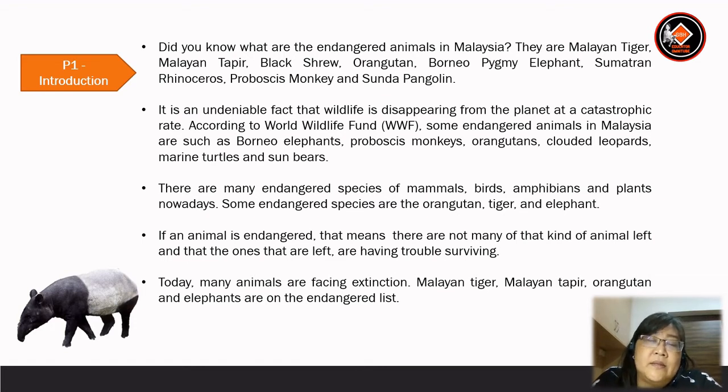Okay, let's look at the next example. If an animal is endangered, that means there are not many of that kind of animal left, and that the ones that are left are having trouble surviving. And the last example for paragraph 1. Today, many animals are facing extinction. Malayan tiger, Malayan tapir, orangutan, and elephants are on the endangered list.